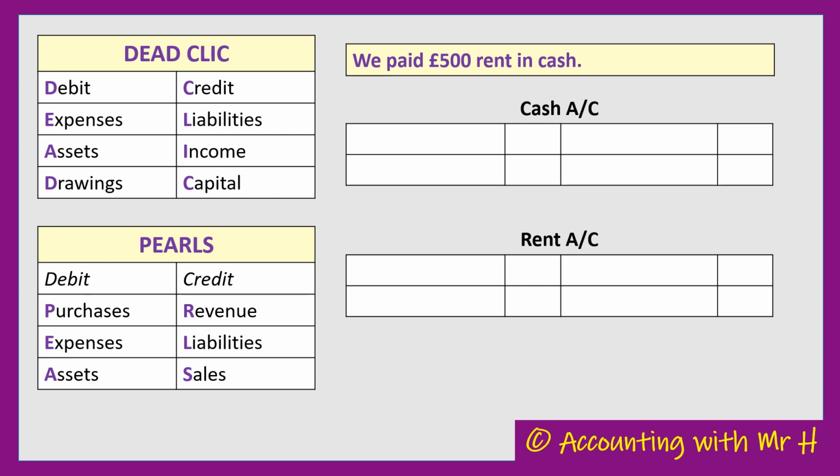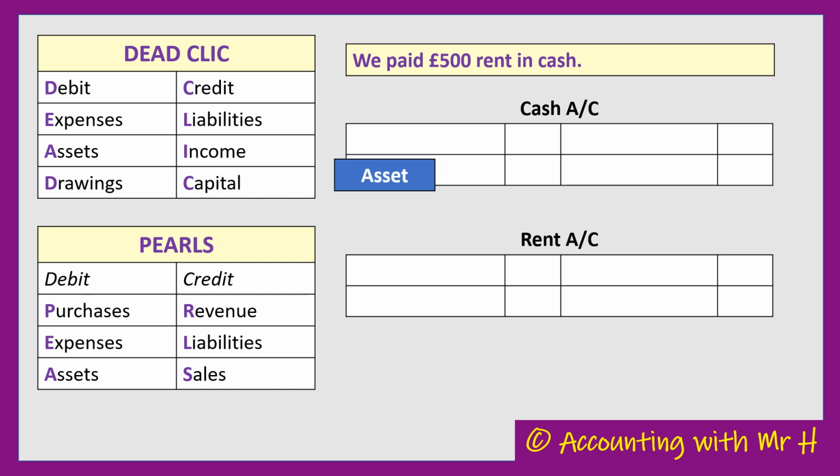DEAD CLIC also tells us if it's a liability account, an income account, or capital, to increase those three accounts, you record it on the credit. And likewise, by logic, if you want to reduce a liability, an income, or a capital, you would need to record it on the debit. So let's go back to this example. We paid £500 rent in cash. The best way to do this is to firstly identify the types of account and then use DEAD CLIC to work out which side of each account has which effect.